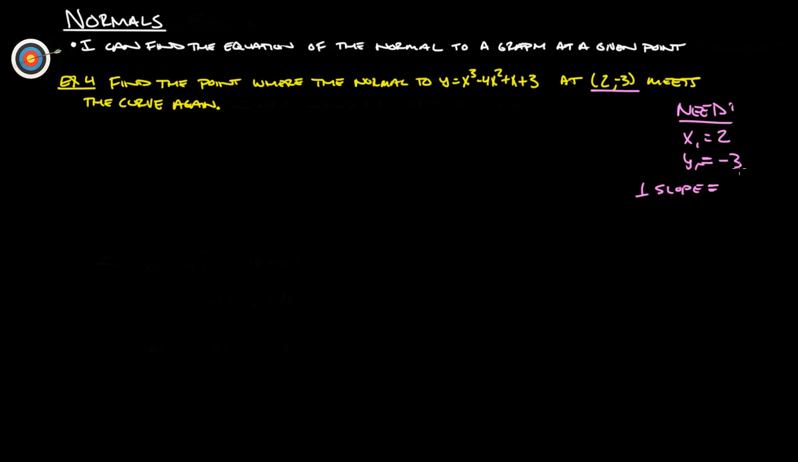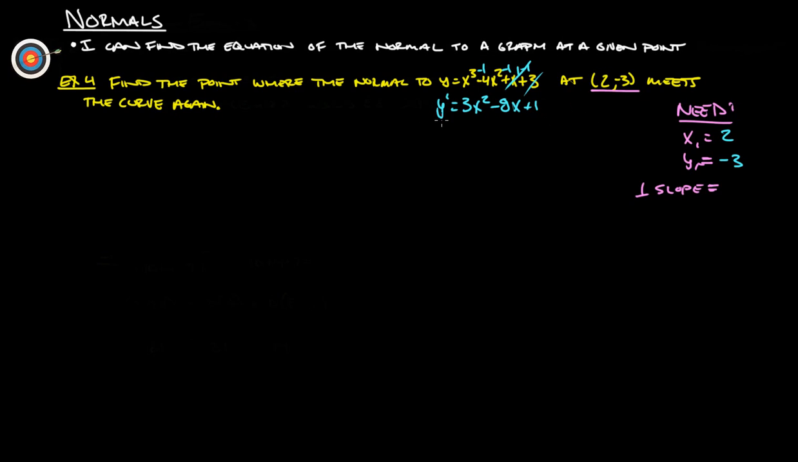Let's put that in blue because that's new stuff that we found, right? So we've got 2 and we've got -3. Now we just have to find the perpendicular slope, right? So to find the perpendicular, we have to take the derivative. So y prime is going to be 3x squared, 2 times -4 is -8x, 1 times 1 is 1. Subtract 1, the x's are gone, and then the 3 is gone.